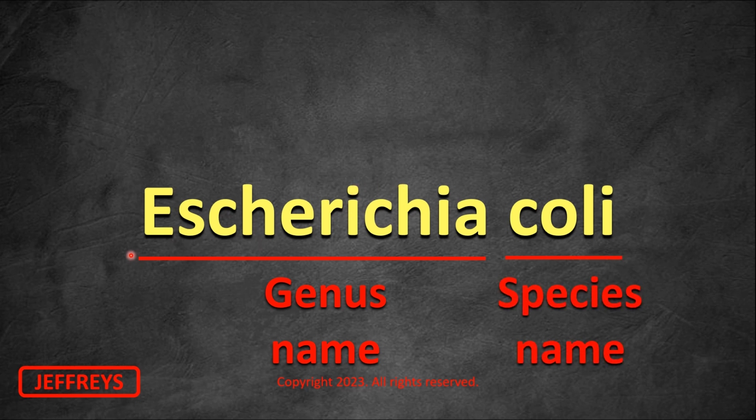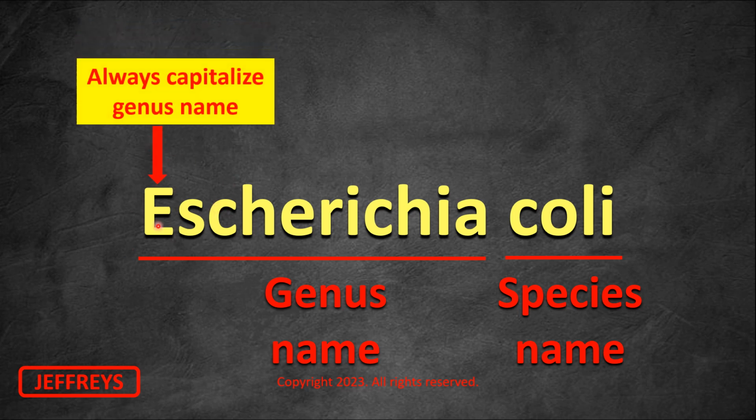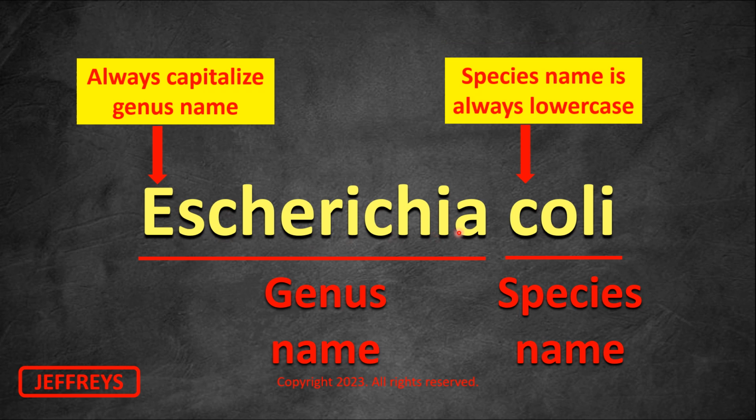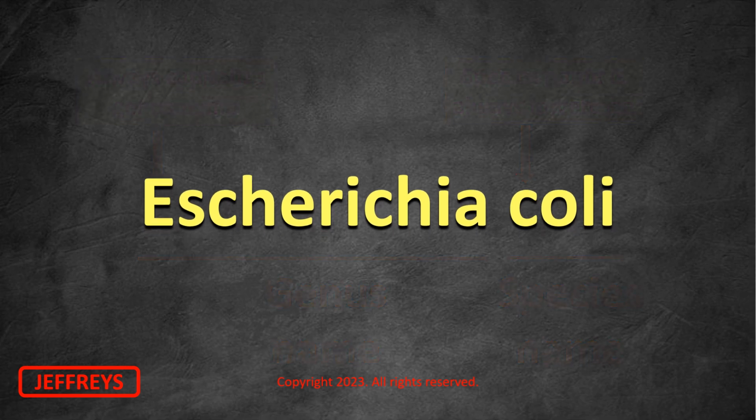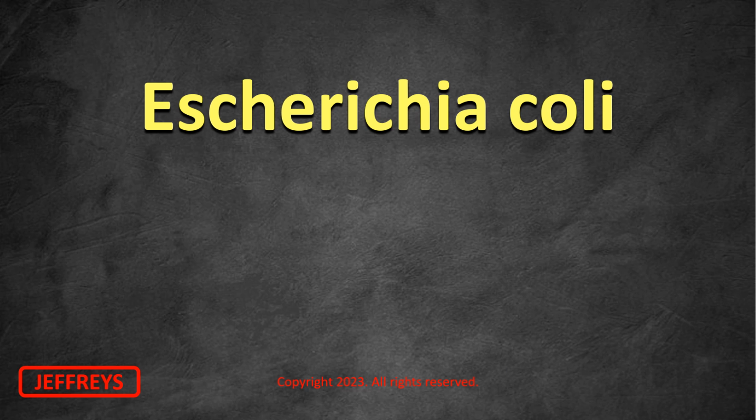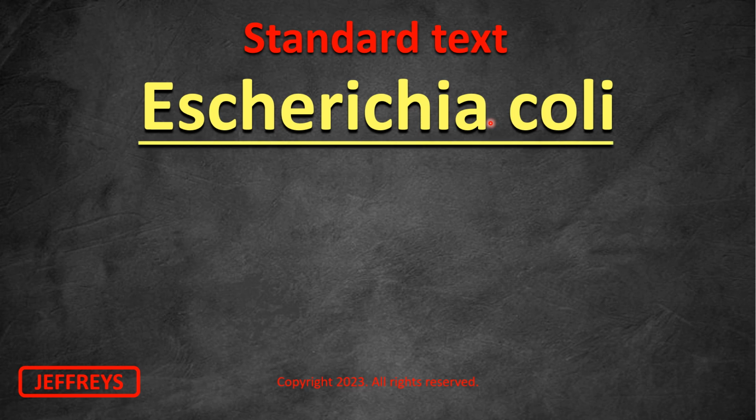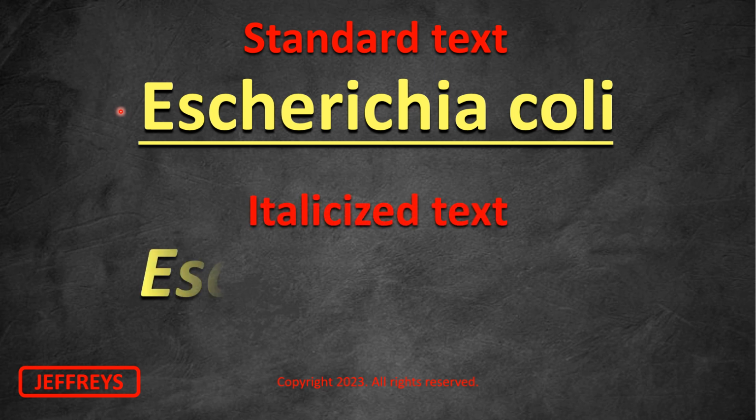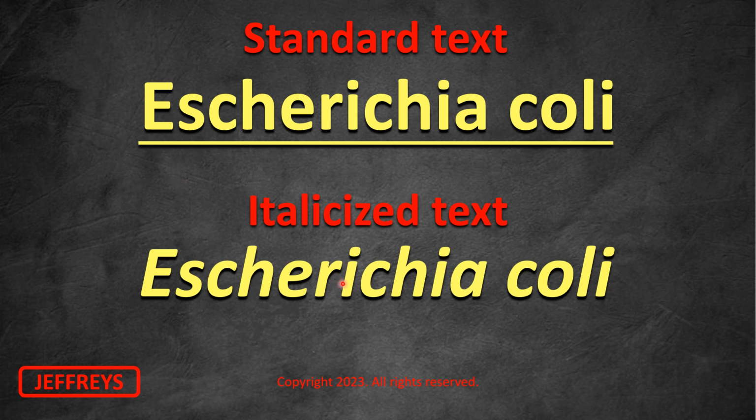Now, what you will notice here is that the genus name is capitalized while the species name is lowercase, and that's true for all proper names, all scientific names of all organisms. You always capitalize the genus name and you lowercase the species name. Now there are a couple of different ways that you can write this. As standard text, Escherichia coli, and if you use standard text, then you must underline the name. Your other option is to also write this in italics. If you use italics, then you do not have to underline.